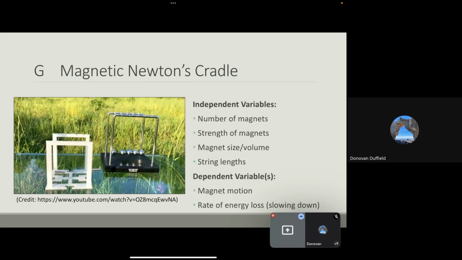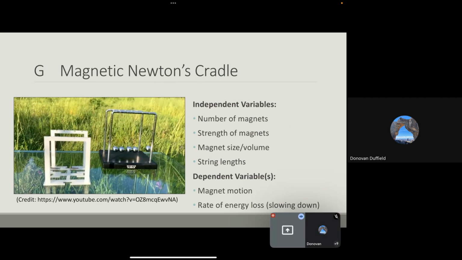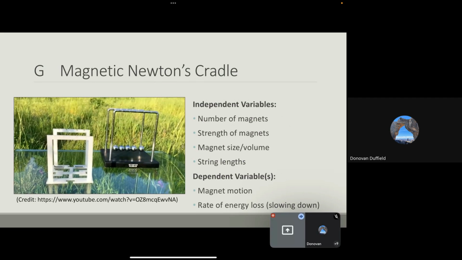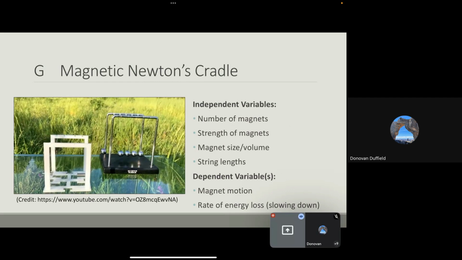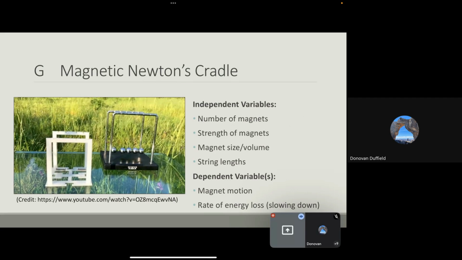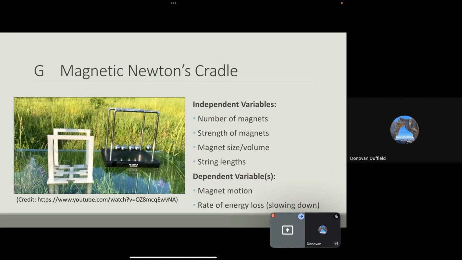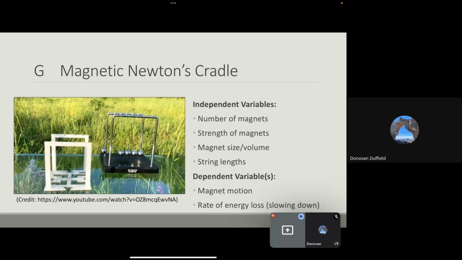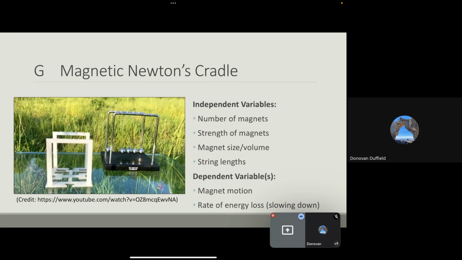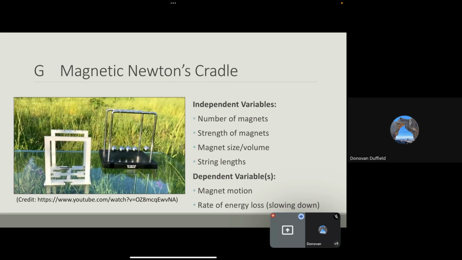So independent variables are the number of magnets, right? So start from 2, then work up from there. The strength of the magnets, the size and volume of the magnets, and even the string lengths may impact your results. Then dependent variables are the magnet motion. Again, your goal here would be to try and characterize what type of motion the magnets make. And then also look at the rate of energy loss.